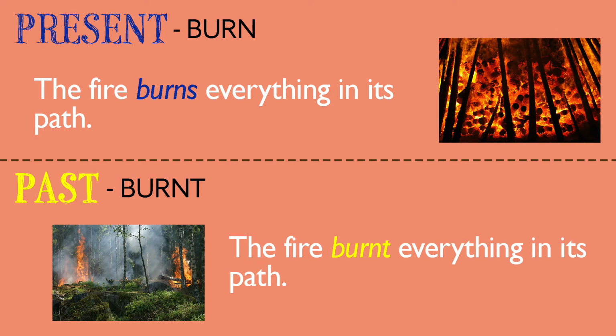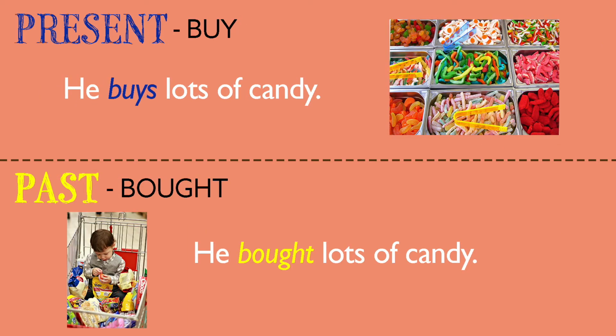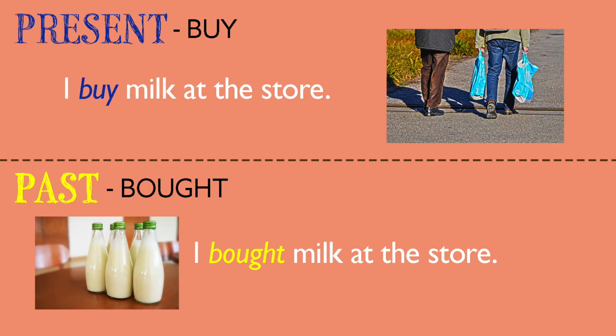Burn. The fire burns everything in its path. Burnt. The fire burnt everything in its path. Buy. He buys lots of candy. Bought. He bought lots of candy. Buy. I buy milk at the store. Bought. I bought milk at the store.